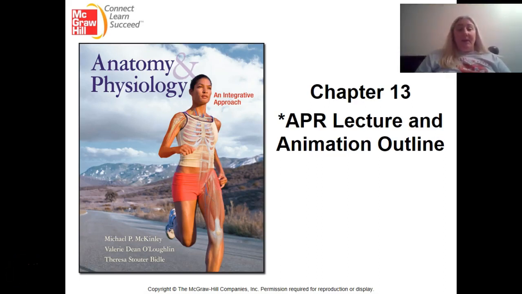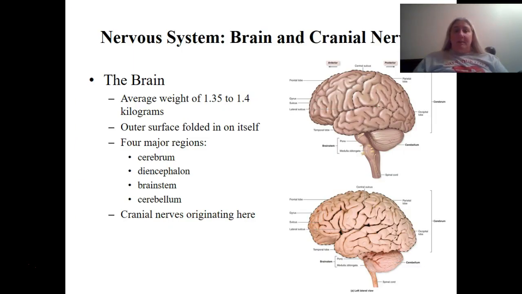This is all about the brain. We're close to the end of the semester, so I have cut some materials out from this chapter. But we're going to go through the basic regions of the brain, brain formation, and we're going to talk about some disorders associated with the brain as well.